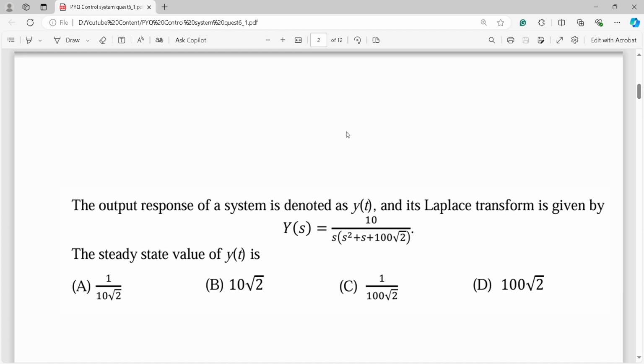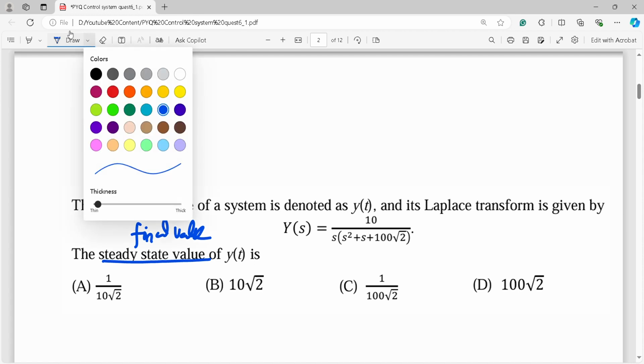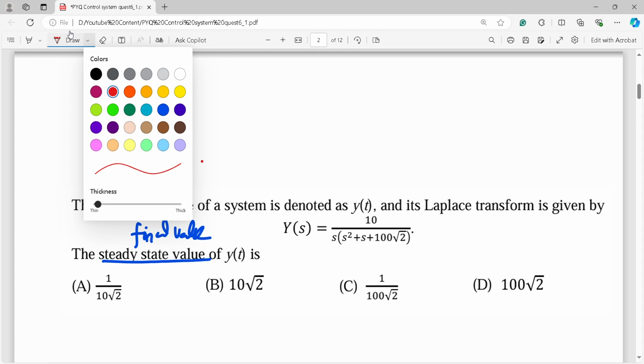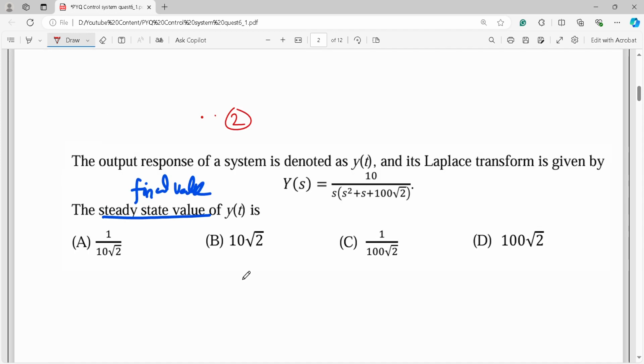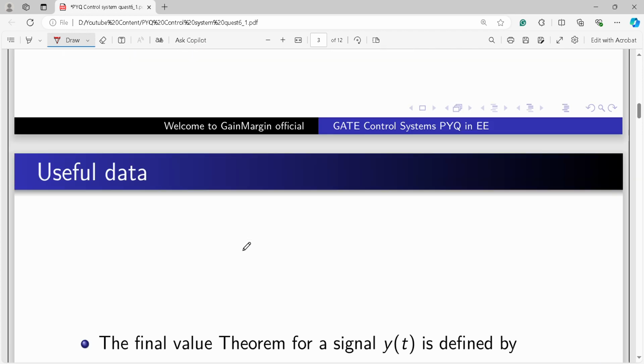Steady state value, if you say steady state value, yeah, final value, this will be the same. So how to solve this question? We need to apply the final value theorem to solve it.